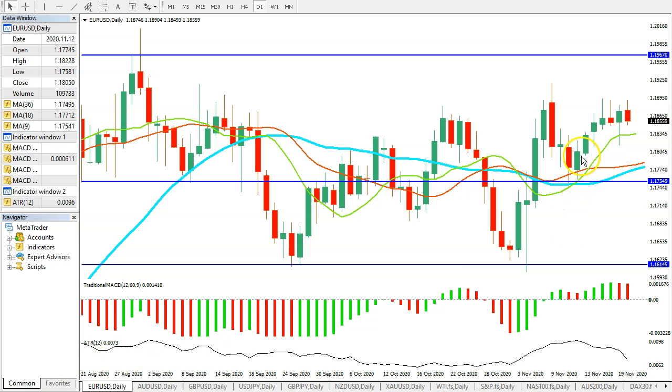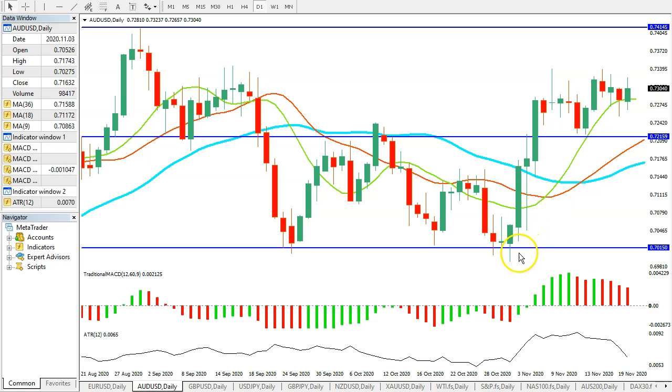For those of you who are long from the inside bar here from the previous setup, you can stay long with a protective stop below the low and below the level here, and a potential profit target around this high, anywhere between this high and the next resistance level.